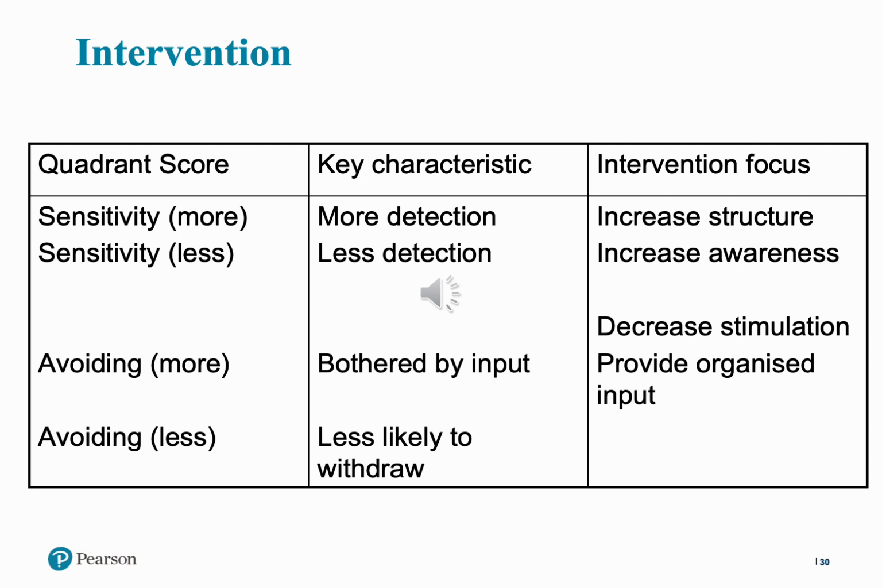And lastly, for someone who's scoring more than within avoiding, you'll note that they are bothered more by sensory input, and therefore within the intervention focus you need to look at decreasing stimulation. And for someone who's scoring less than within avoiding, they're less likely to withdraw, and therefore it's recommended to provide organised input.